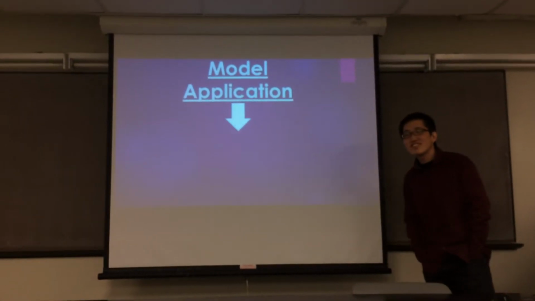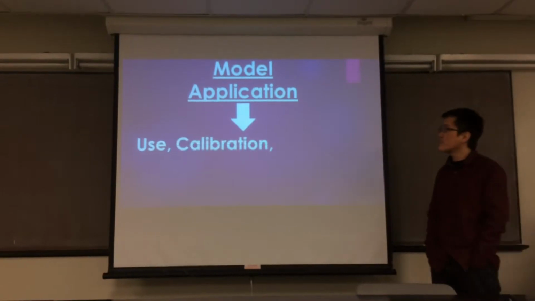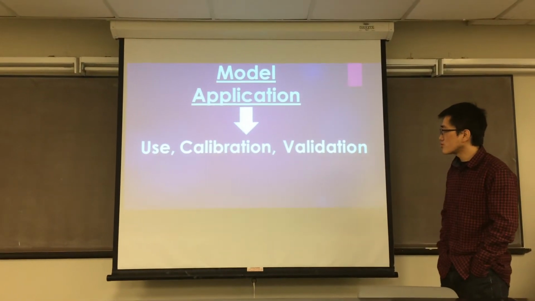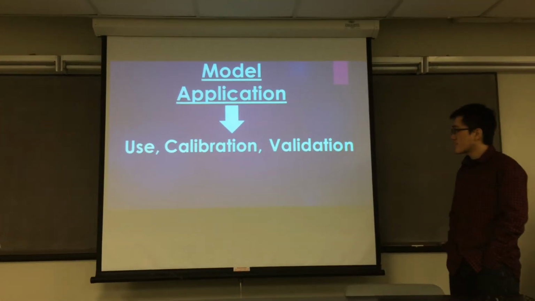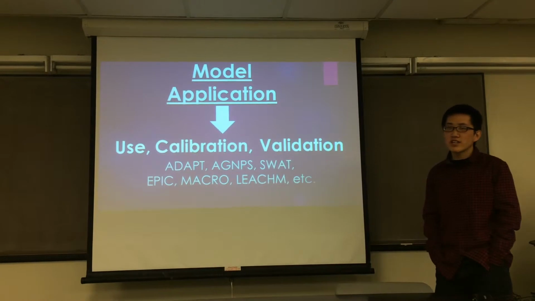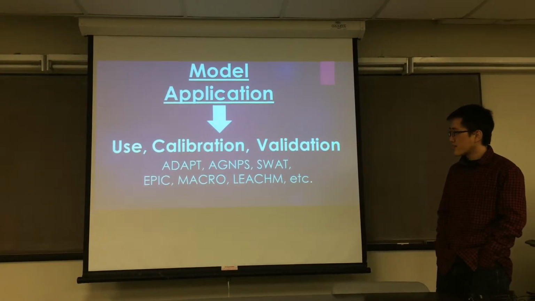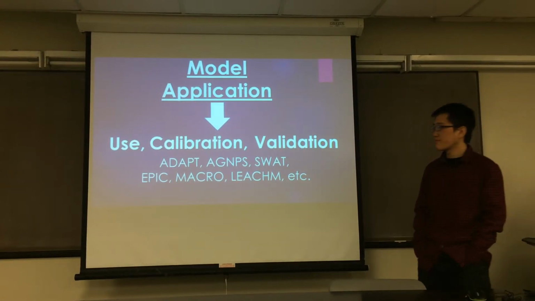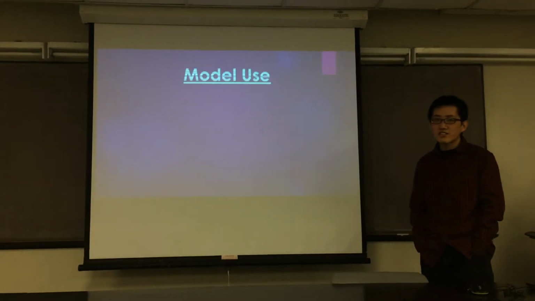After development of the model, we need to apply the model into use. There are three steps: the first is use, the second is calibration, and the third is validation. There are many agriculture models: DAPT, AGMPS, SWAT, EPIC, MACRO, and LEACH. They are all used in phosphorus modeling.